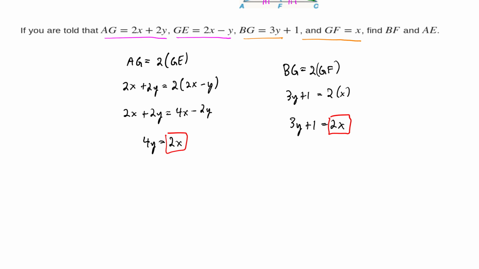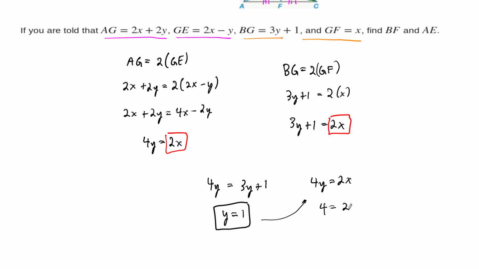And by transitivity here, what do we learn? That 4y from the left-hand equation must be equal to 3y plus 1. A little subtraction gives us that y must be equal to 1. And now either one of these is going to give us that x is equal to 2, because now we plug that in. So 4y is equal to 2x. So this then goes here. So 4 is equal to 2x. And of course, x must be 2 then.